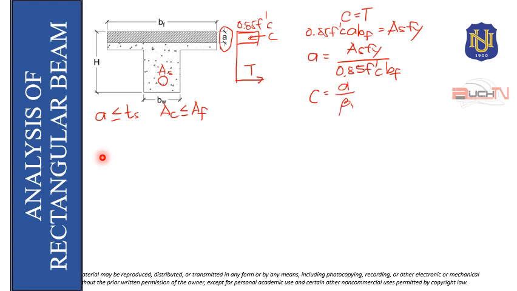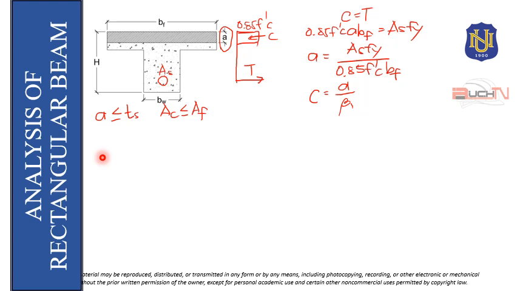Susundin pa rin natin yung equations ni code na kapag ang F prime C pala natin is lesser than or equal to 28 megapascal, ang beta 1 natin is 0.85. Pero, if F prime C is greater than 28 megapascal, so we will use the equation indicated in the NSCP, which is beta 1 is equal to 0.85 minus 0.05 times F prime C minus 28 divided by 7.